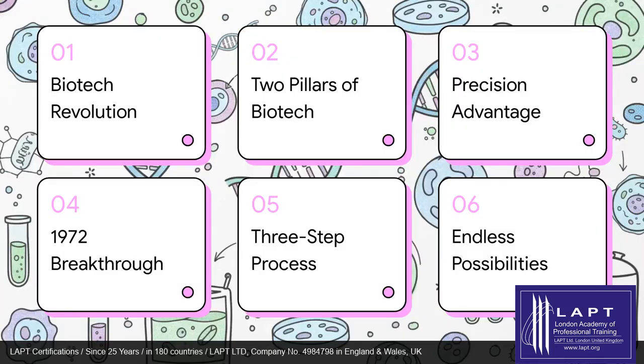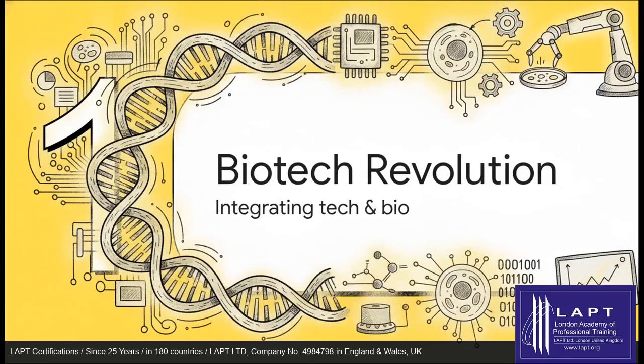Okay, let's dive into this. Here's a quick roadmap of where we're headed. We'll start with the biotech revolution, then look at the two pillars of biotech, the precision advantage, that massive 1972 breakthrough, the three-step process, and finally, we'll wrap up with endless possibilities. Section 1. The Biotech Revolution.